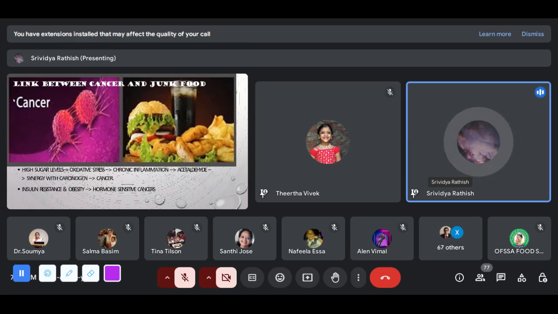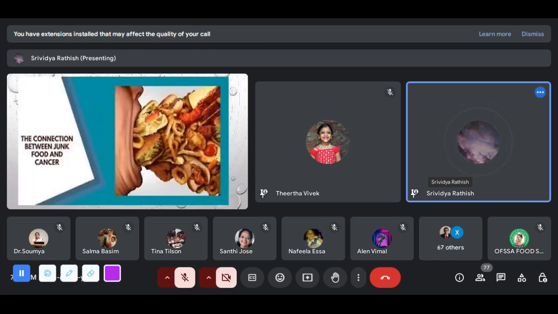And chronic inflammation in the body, as well as co-carcinogens. Co-carcinogens means chemicals which aid in the formation of cancer, like acetaldehyde, acrylamide, and several other carcinogens. They all, in ideal circumstances in our body as we age, can cause cancer. Another problem is insulin resistance and obesity.